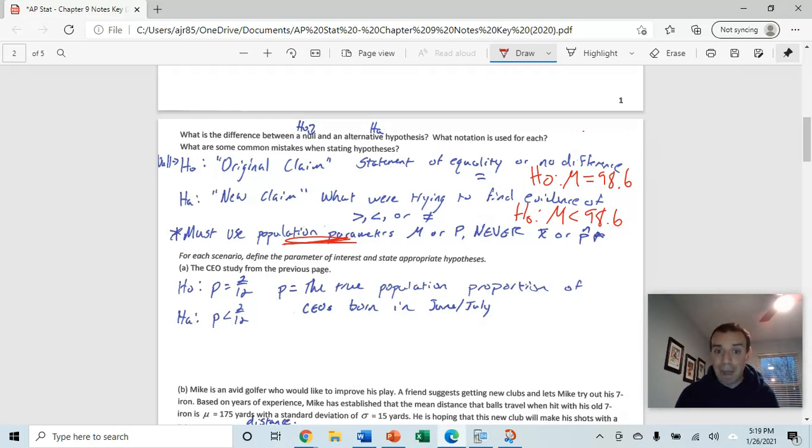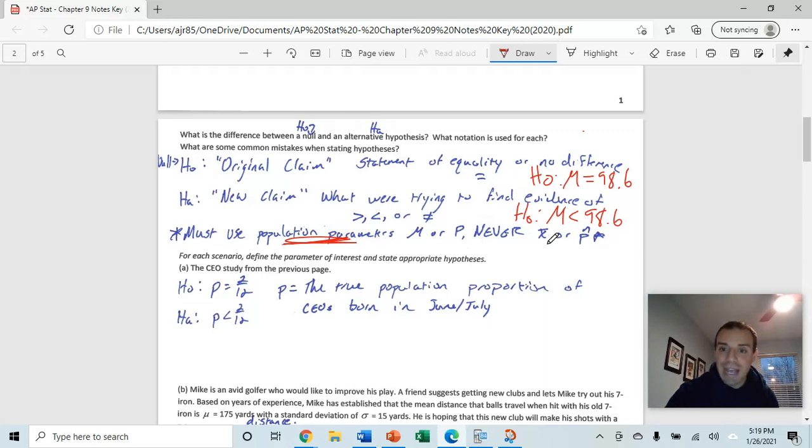Always use some type of population parameter, most frequently mu or p. You never, ever, ever use x bar or p hat. And make sure your null hypothesis is always equal to, and your alternative hypothesis can be either a greater than, a less than, or not equal to, depending on what you're trying to find evidence of.